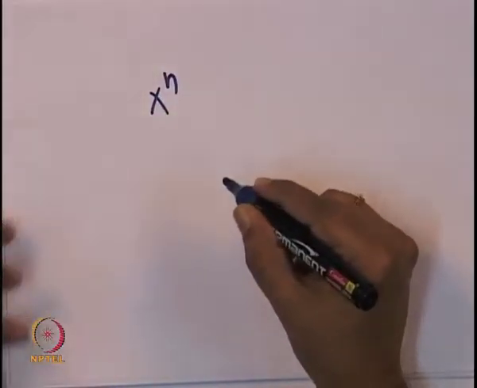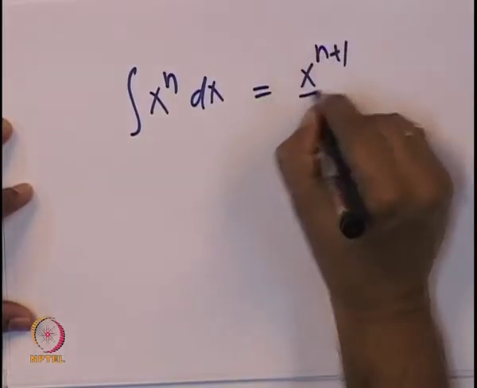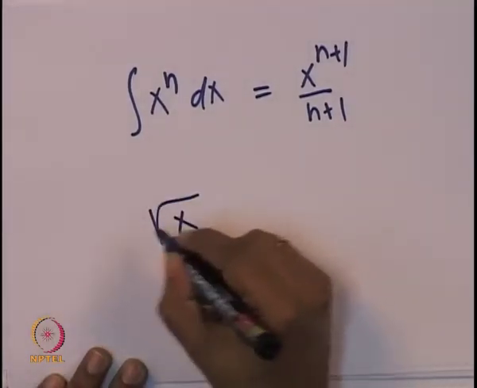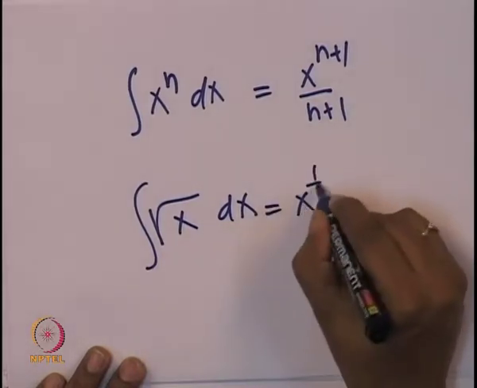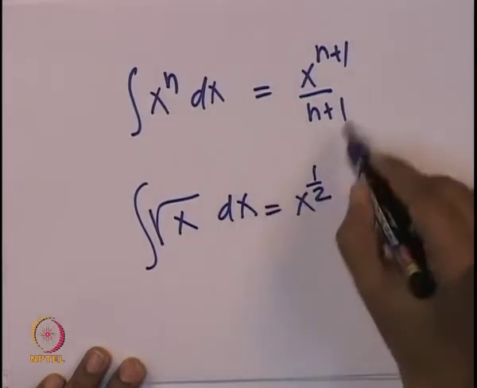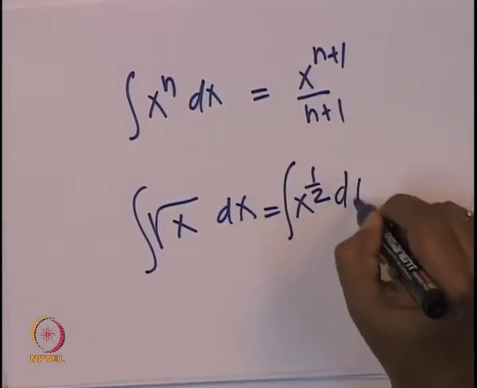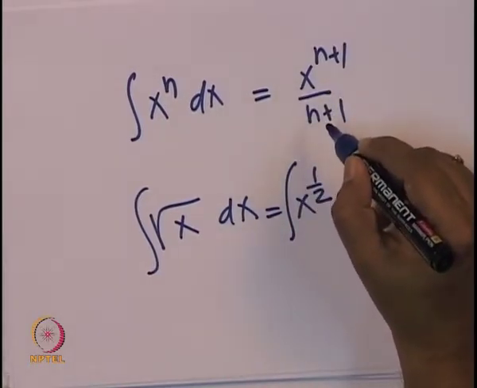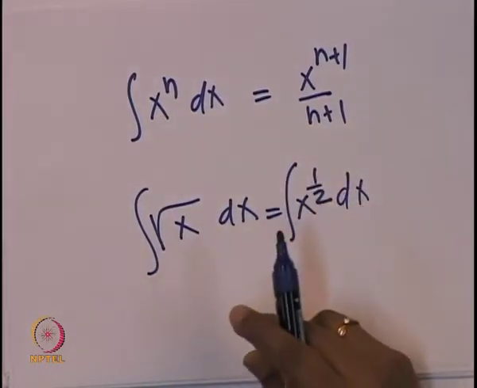So, we already know by examples like x power n, we said that the integral of x power n dx is x power n plus 1 by n plus 1. Now, it can be like root x. The root can be written as x power half. So then, similarly, you can substitute n equal to half here, and you will get the answer for this particular function.